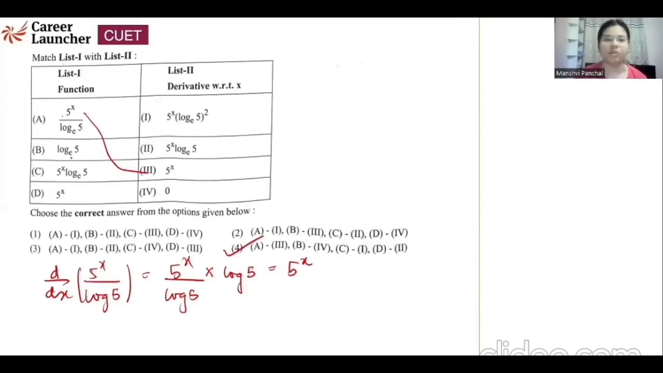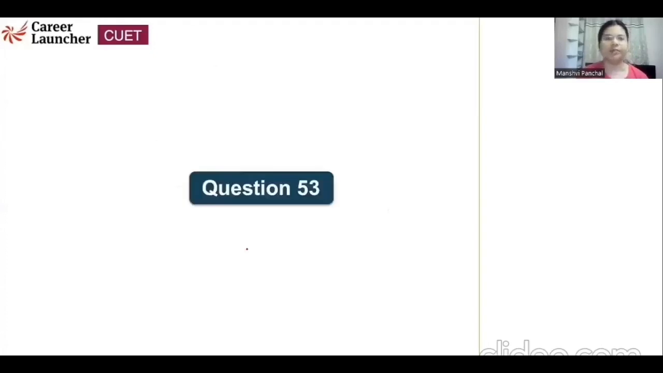B is 4. So log base e 5, it is a constant. So its differentiation will be 0. Then 5 raised to the power x log e 5. So 5 raised to the power x differentiation is 5 raised to the power x into log 5. And there is a log 5. So this matches to 1 and 5 raised to the power x is this, right? Then we have question number 53.